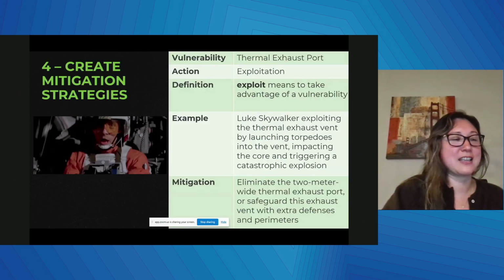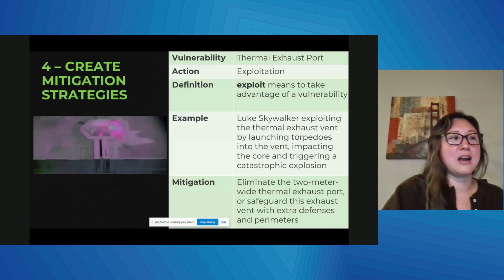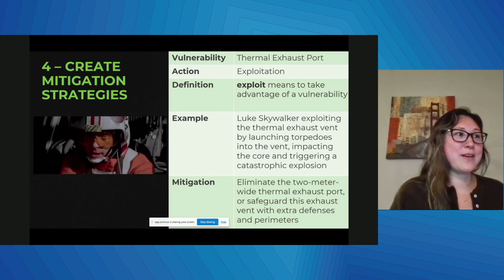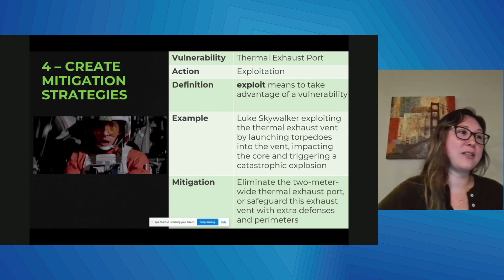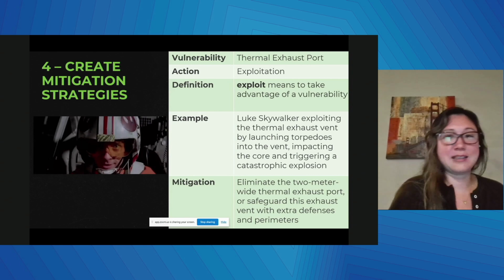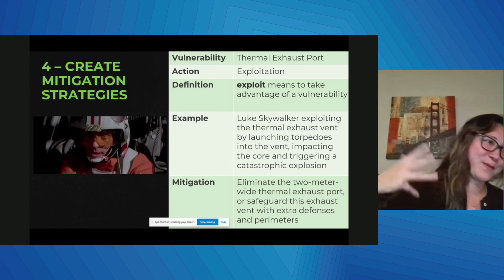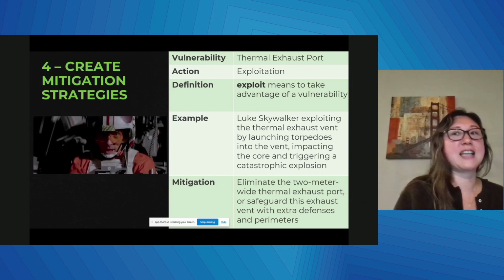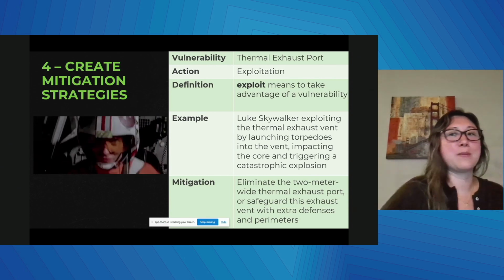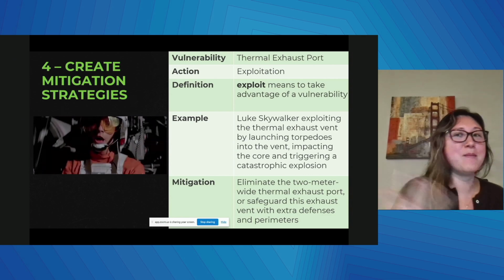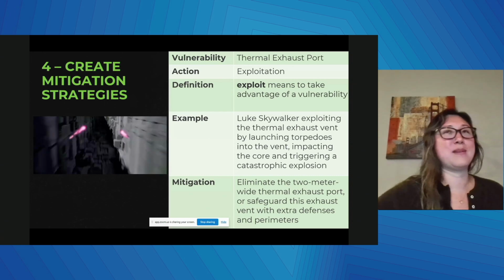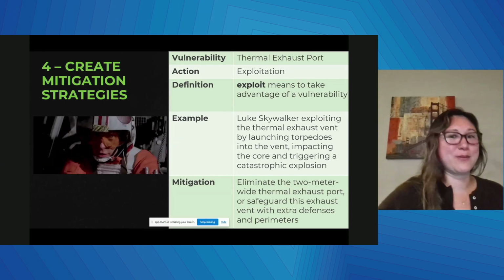All right, so the next step in this process is to create some of those mitigation strategies. And this is where it's going to get really fun. First and foremost, I wanted to share some of the mitigations that are going to be created throughout this fictitious scenario. We're going to talk about this exploit in the Death Star, where Luke Skywalker is exploiting the thermal exhaust vent by launching torpedoes into the vent, impacting the core and triggering a catastrophic explosion, from insider threat information that we've received from some other folks.